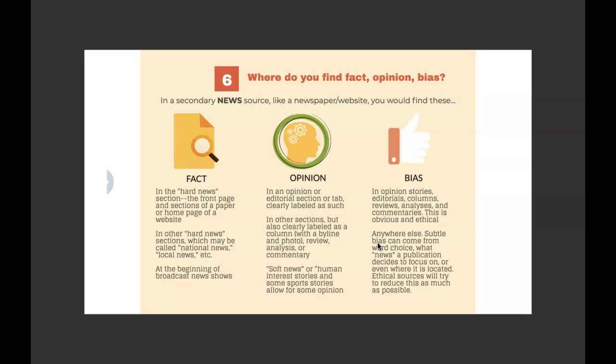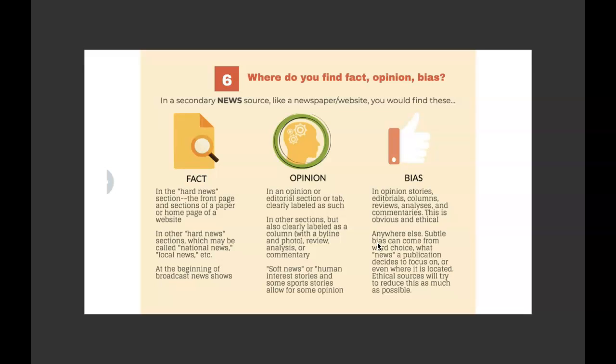Another thing to consider in terms of detecting bias is really thinking about this question. In a secondary news source, like a newspaper website, what might you find? Well, in terms of fact, in the hard news section, the front page and sections of a newspaper homepage or a website could be factual. In other hard news sections, which may be called national news, local news, etc., you might find more fact-based interpretations. At the beginning of the broadcast news shows too, you might find facts as well.